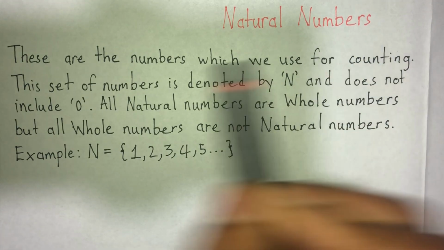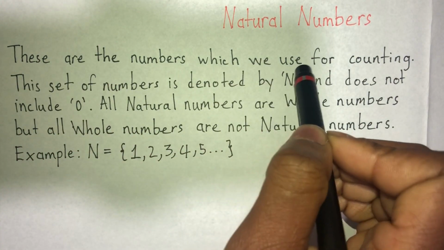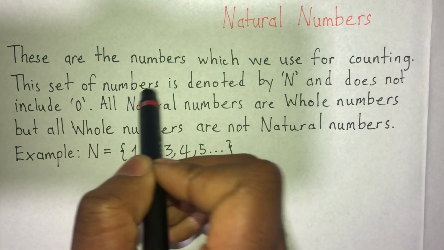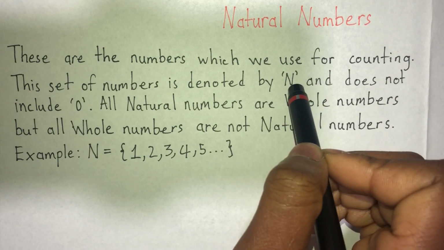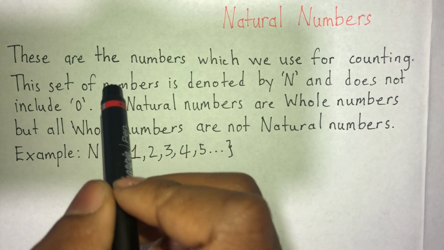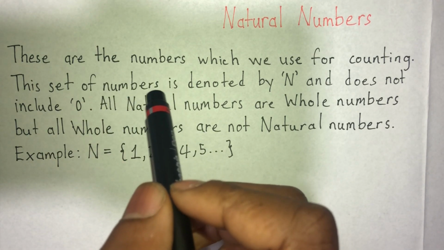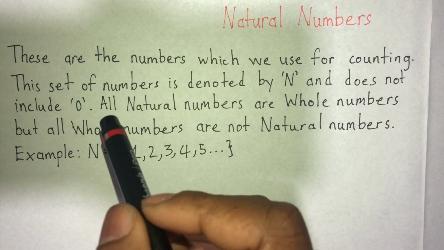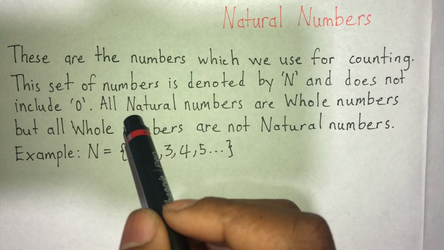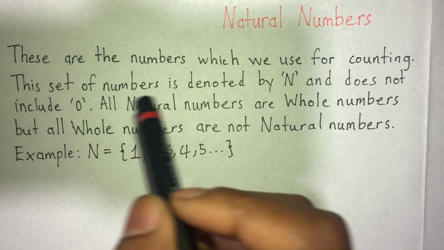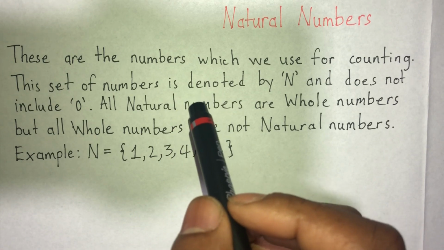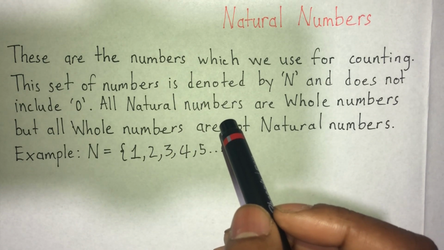Natural numbers. These are the numbers which we use for counting. This set of numbers is denoted by a capital N and does not include 0. So, natural numbers are also known as counting numbers, and these are the numbers which we use in our everyday life. For example, if our friends give us 5 oranges or 2 apples, the digits 5 and 2 are counting numbers.